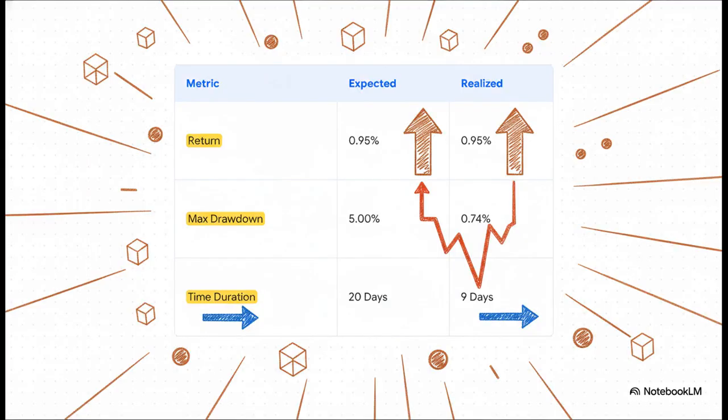This part is pretty incredible. It's a side-by-side comparison of the plan versus the outcome. The return? It was exactly what was projected in that first scenario. But look at the maximum drawdown, way lower than what was allowed for. And the time it took? The whole thing was done in less than half the expected time.